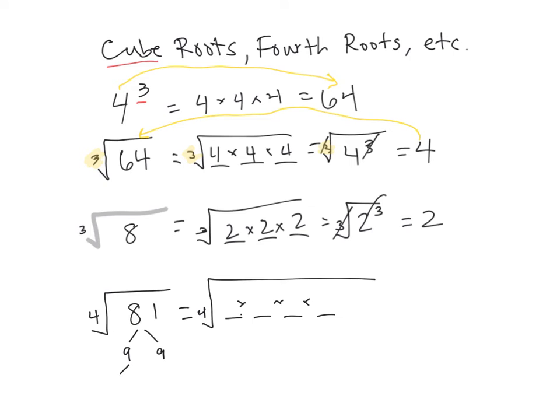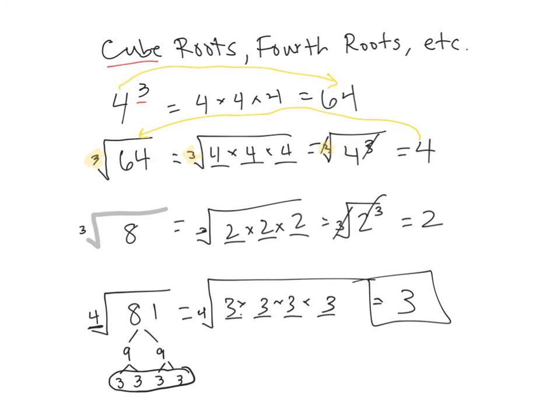And then I could break that down further. 9 is 3 times 3. And since I have a 4th root, I'd be looking for 4. So I have a group of 4 3s here. So 3 times 3 times 3 times 3. And again, then the 4th root of 3 to the 4th would just be 3. So that's how we'd go about calculating roots that are bigger than just square roots.